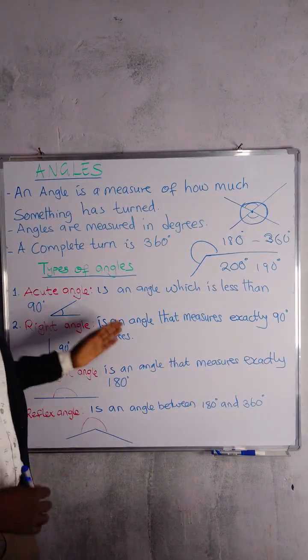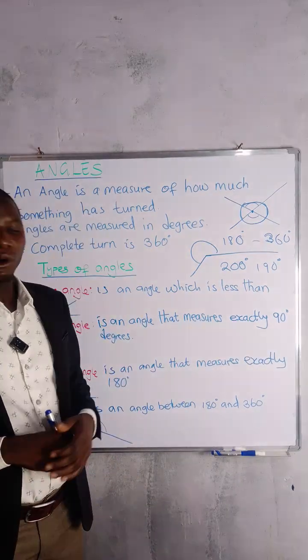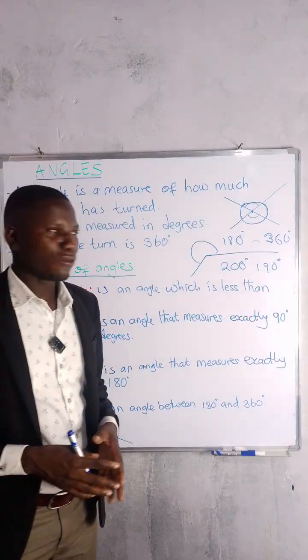So these are some of the types of angles. In the next lesson, we are going to talk about other types of angles.